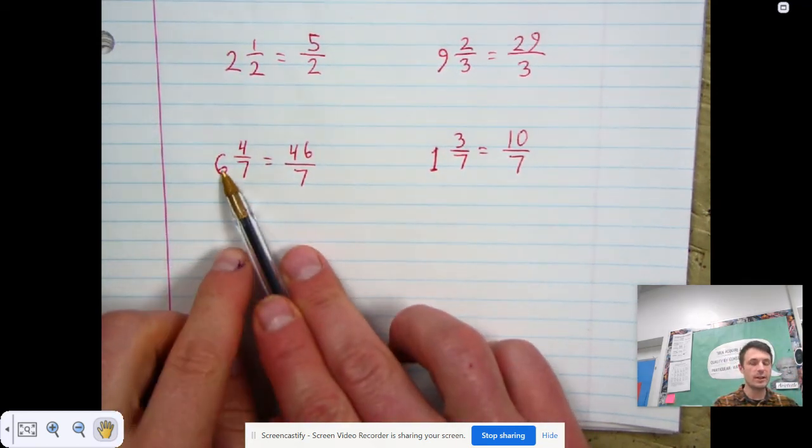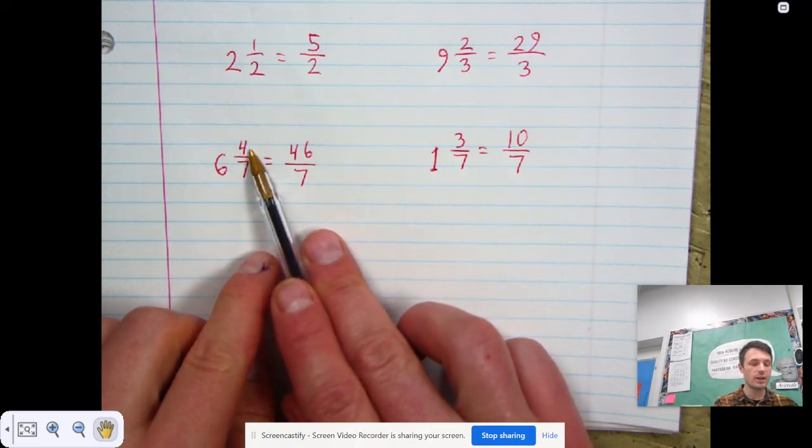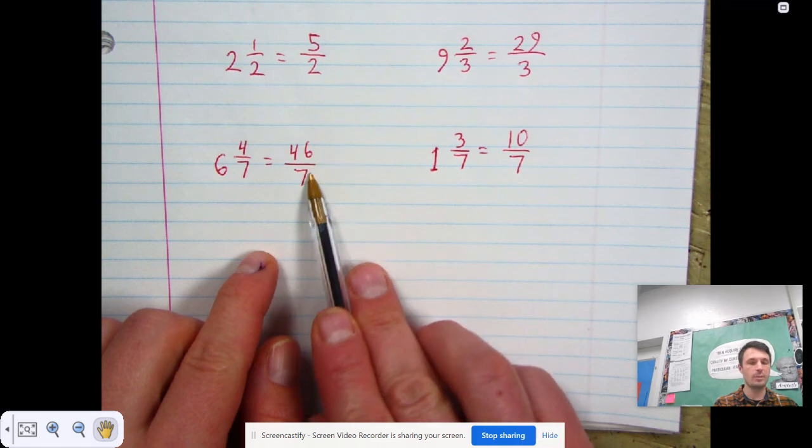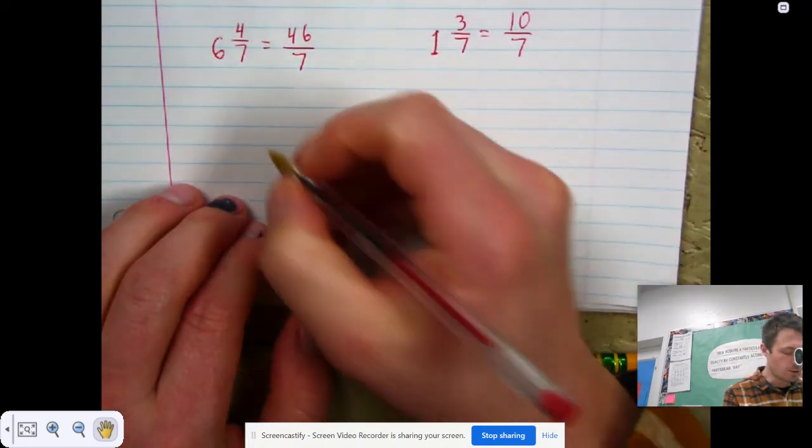All right, well, that's how you change a mixed number to an improper fraction. You simply multiply the whole number times the denominator, add the numerator. Whatever you get after that becomes your numerator, and the denominator stays the same. That's how you change a mixed number to an improper fraction. Let me give you a couple here to do independently.